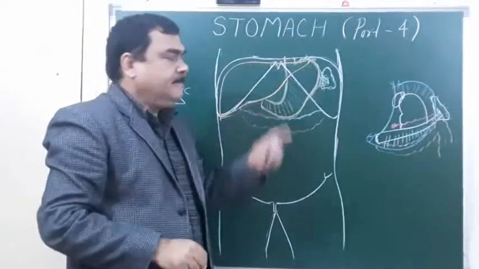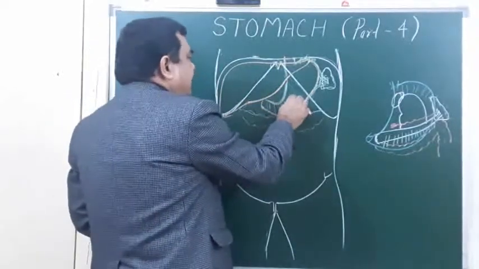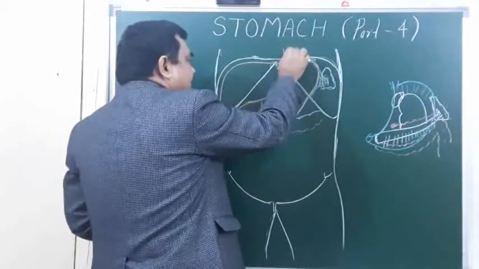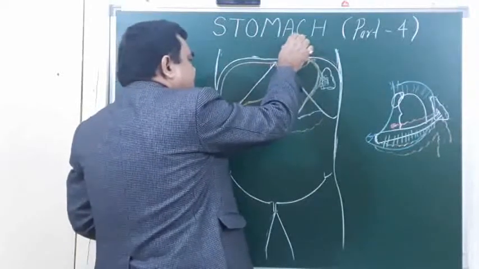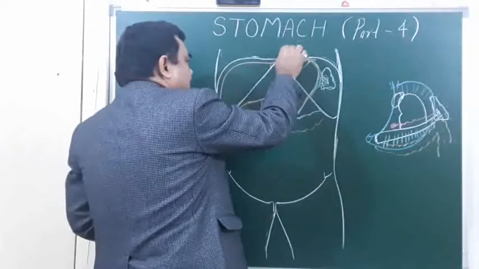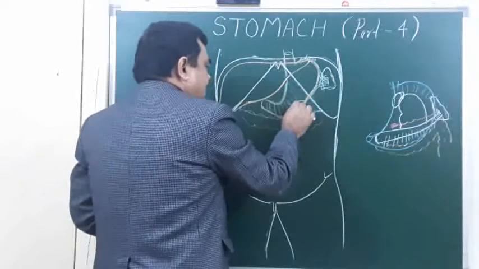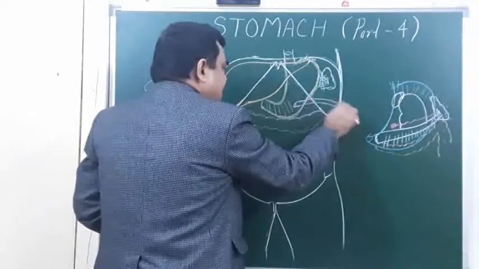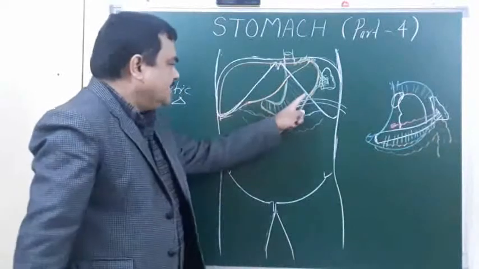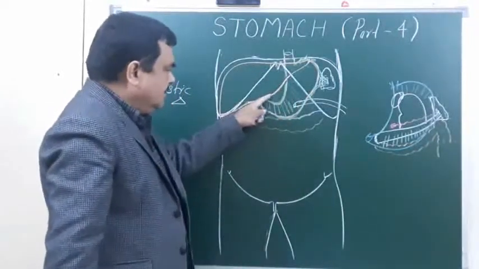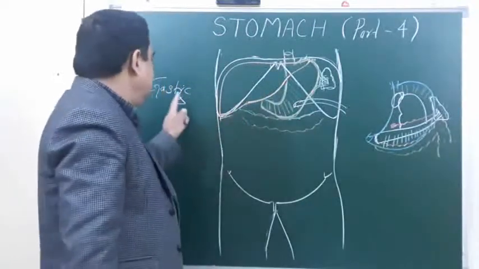This triangle is used for tube feeding. A tube is inserted here in case of obstruction of the esophagus, esophageal atresia, or in case of injury, when there is obstruction, then a tube is inserted here directly into the stomach. For this, this is used as a landmark. This is the costal margin, this is the liver, and here is the transverse colon, and this triangle is the gastric triangle.